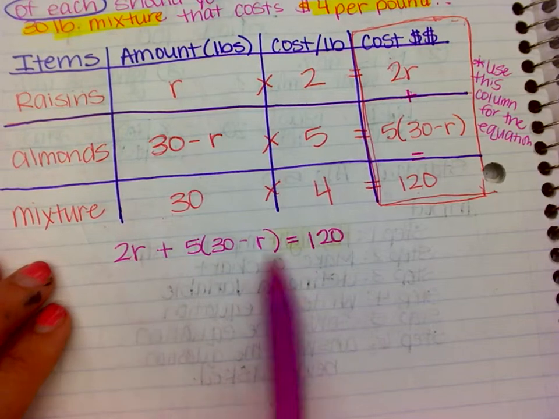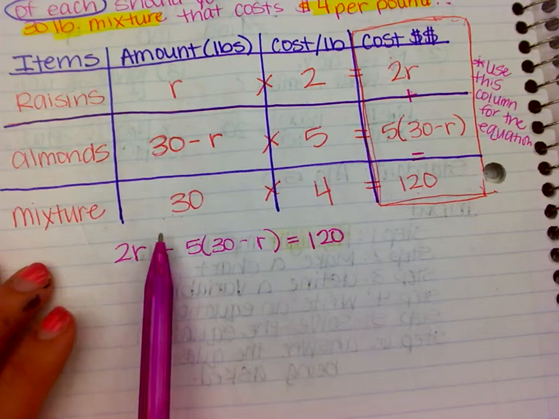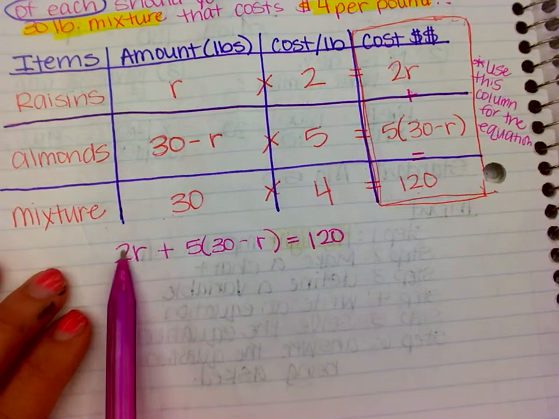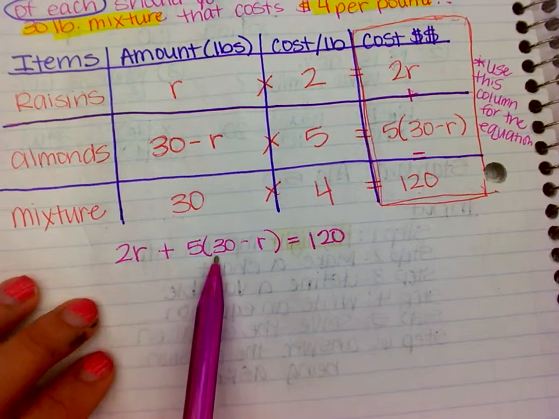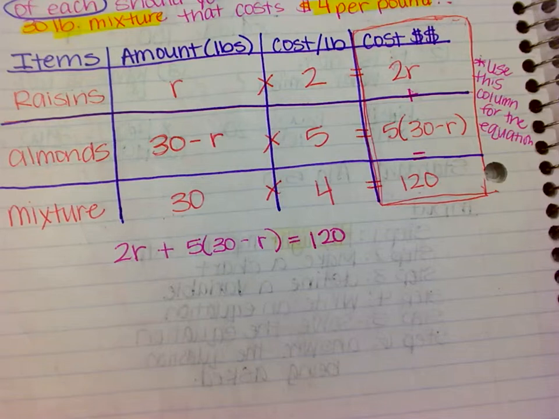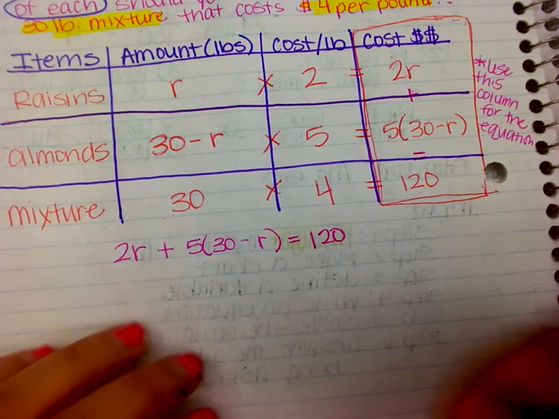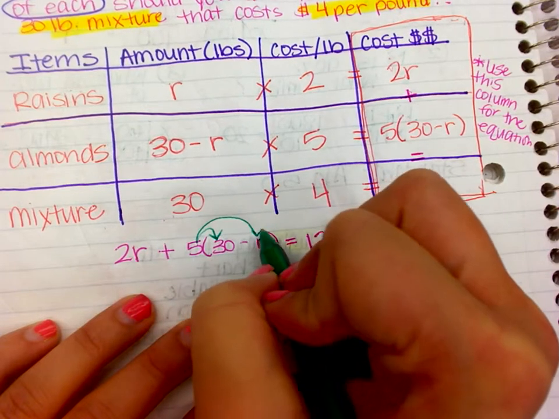Now, we've seen problems like this before, right? That should not look new to you. Now we just have to solve. We have to figure out what R is. We need to figure out what R stands for. So the first thing I want to do when I'm solving an equation is I see parentheses. I need to get rid of those parentheses, so I need to simplify. So I'm going to distribute to get rid of my parentheses.